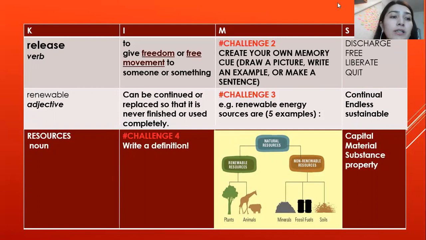Okay. So next word, resources. Resources is a noun. And I have challenge number 4. Please analyze the memory cue. Here I have provided the types of energies. Analyze the picture and pay attention to the synonyms. There are 4 synonyms, of course more, but here are 4: capital, material, substance, and property. So depending on the picture and the given synonyms, please try to find out the definition of the word.